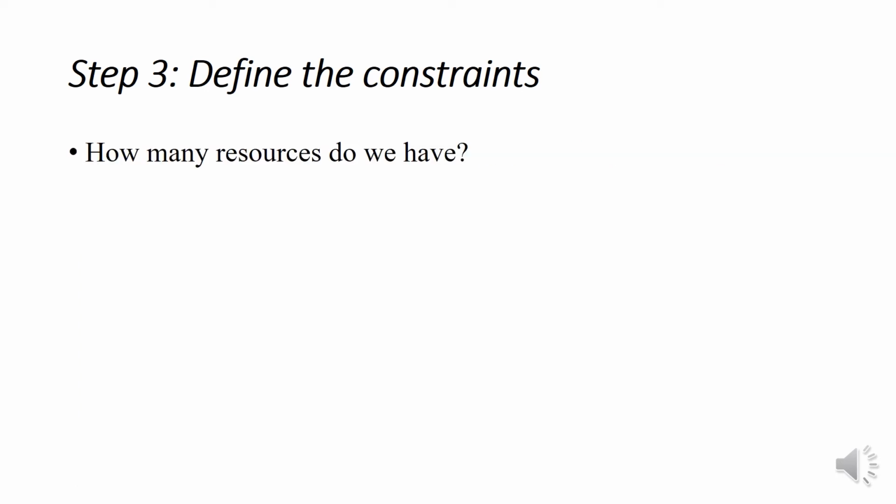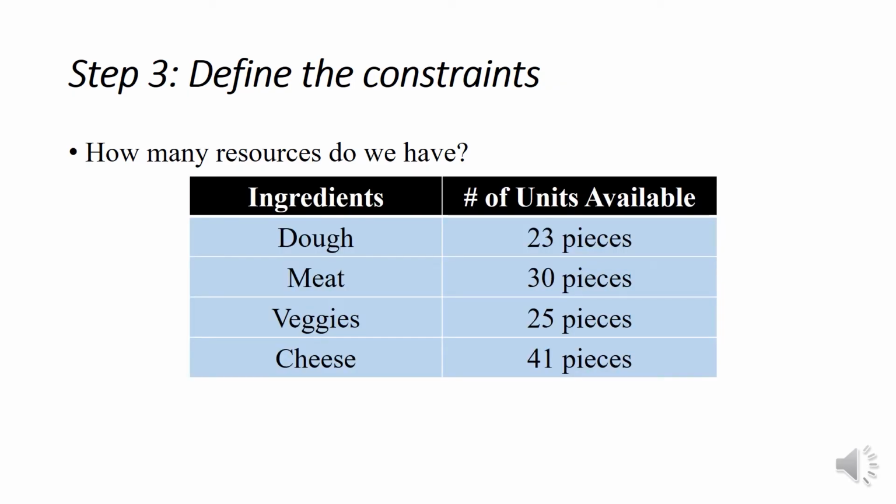Also, we need to understand how many resources we have available. We are given that in total, the dough only has 23 pieces, the meat has 30 pieces, the veggies 25, and the cheese 41. So this is the total number of units per ingredient available. And we need to allocate these ingredients to maximize our profit.